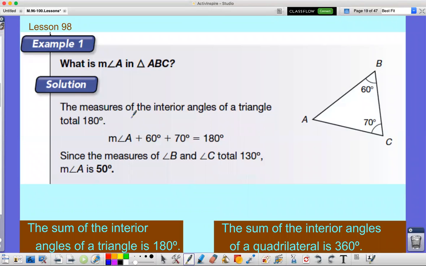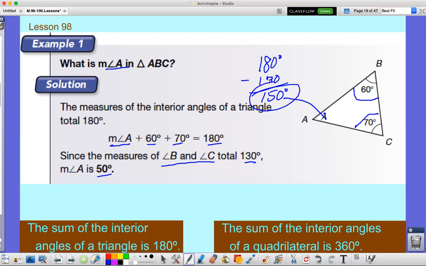Let's try this one. What is the measure of angle A in triangle ABC? Well, look at this. I already know what angle B is, and I know what angle C is. Because angle A is what we're looking for, and we know that if we add angle A plus angle B plus angle C, they're going to add up to 180 degrees. Since angles B and C are a total of 130 degrees, that means angle A is simply 50. 130 is taken away from 180. So if you have 180 minus 130, you end up with 50. So that would be angle A.